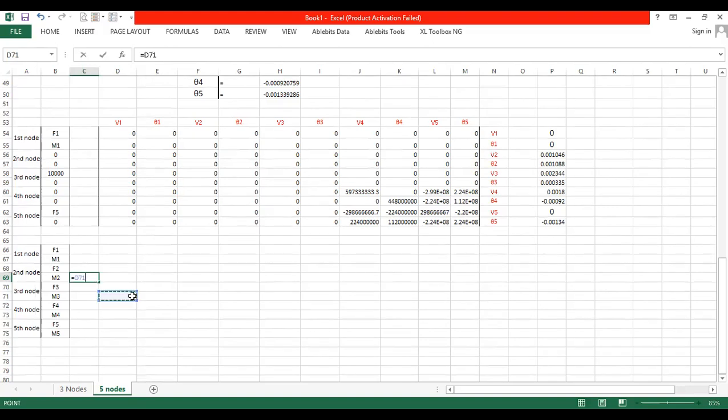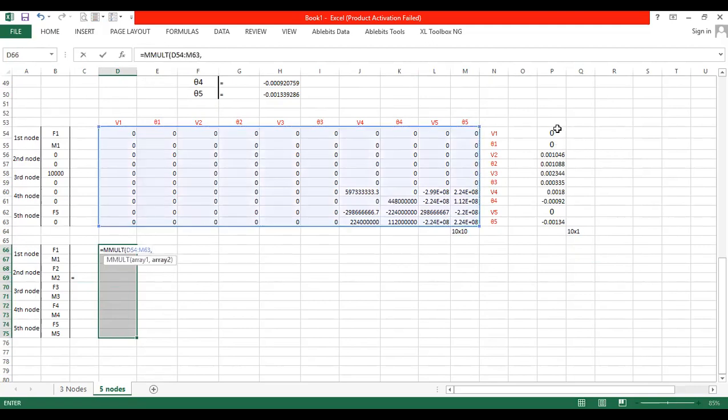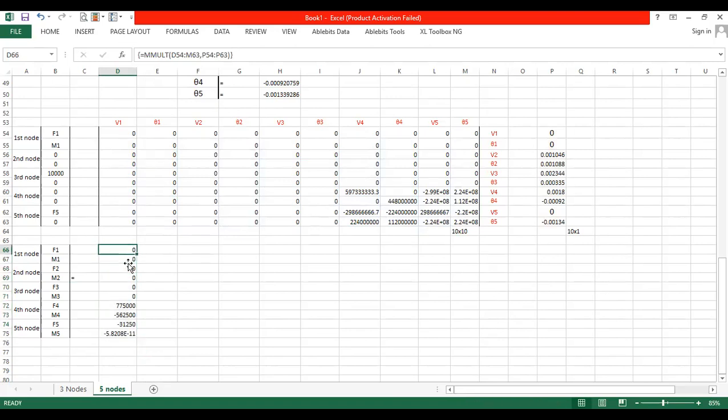Okay, it will be this kind of a matrix. So this is a 10 by 10 matrix. This is a 10 by 1 matrix. So the multiplication will also be a 10 by 1 matrix, right? So let's go to MMULT. Array 1 is this, comma, array 2 is this. Control Shift Enter. Okay, is it correct?